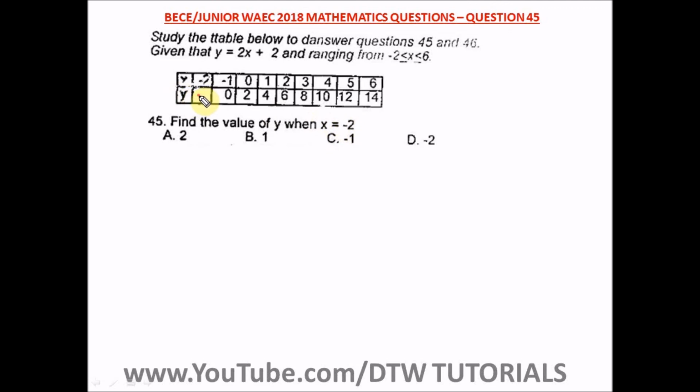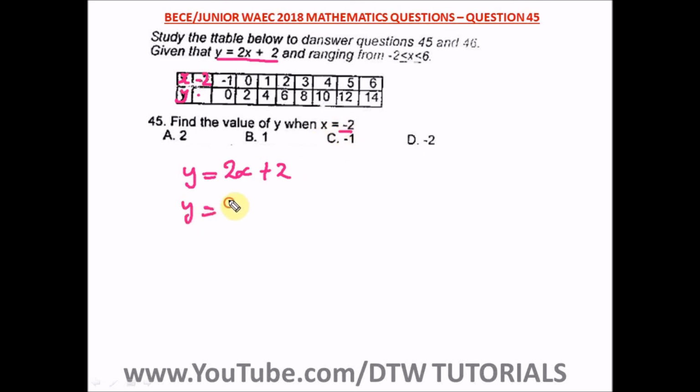So we have to find this in the table. This is x here, this is y. When x is equal to minus 2, we should find the value of y. It's just simply putting the value of x into this equation, and our equation is y is equal to 2x plus 2. So we'll put in the value of x as minus 2.